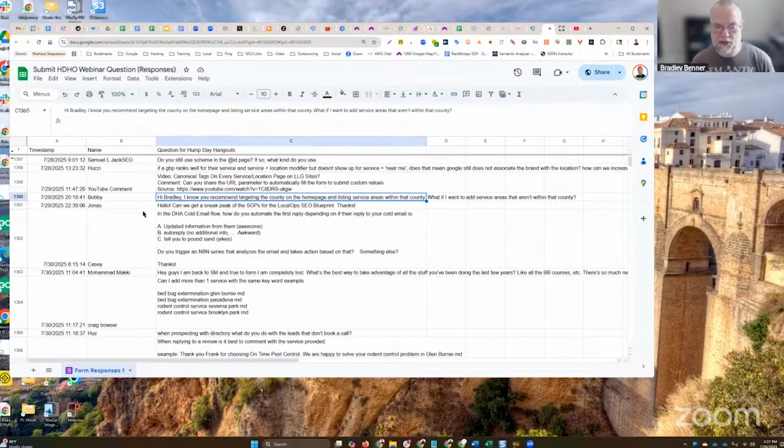Bobby says, hey, Bradley, I know you recommend targeting the county on the homepage and listing service areas within that county. What if I want to add service areas that aren't within that county? Then go to the next broadest region, Bobby. It's a good question, but just go to your next larger region, right?